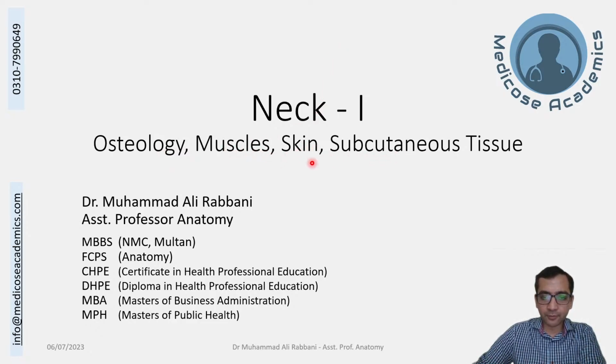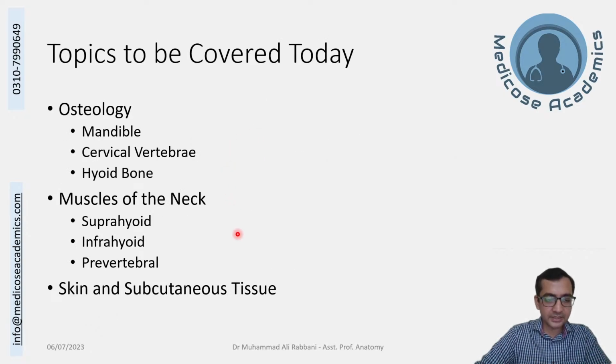Then we will have a brief account of the skin, any features that are visible on the surface, and subcutaneous tissue and basic structures, the lymphatics and cutaneous nerves that are present on that surface. Our other focus will be the muscles, the suprahyoid muscles, the infrahyoid muscles, the prevertebral muscles.